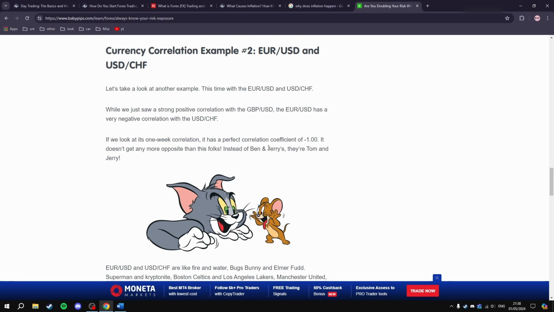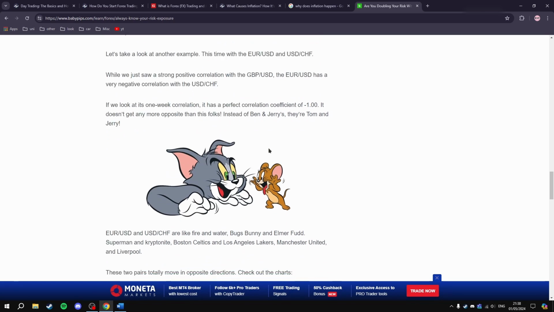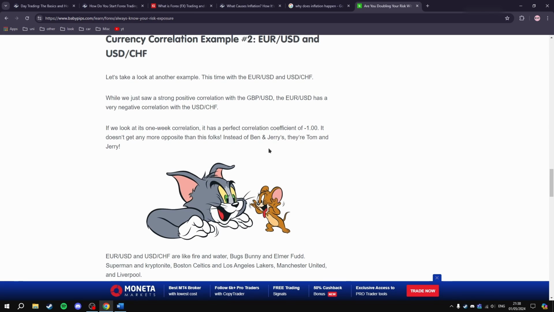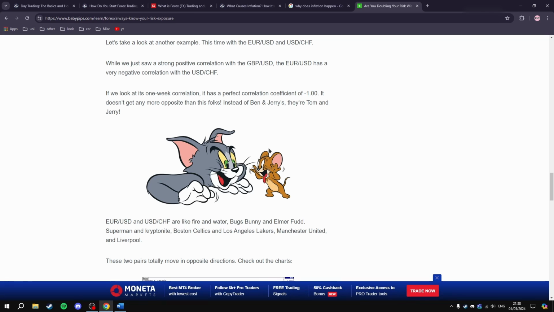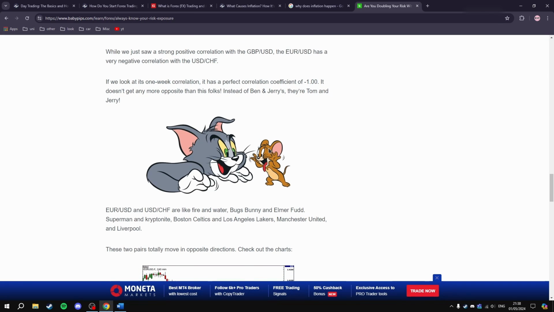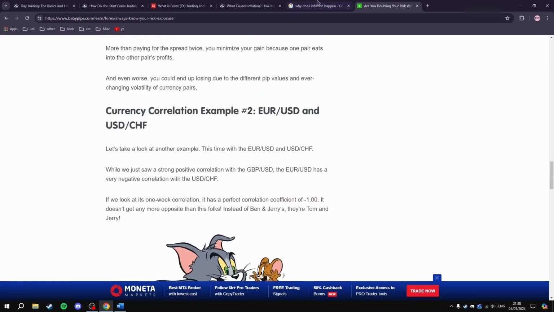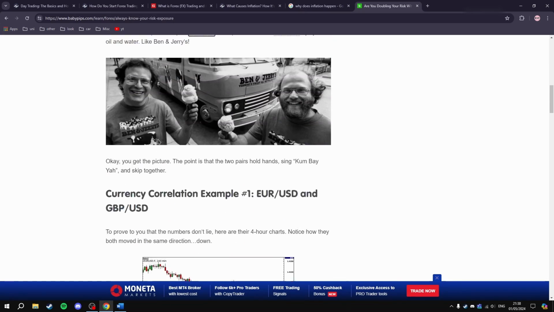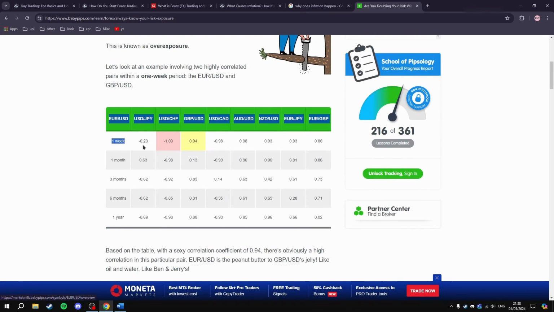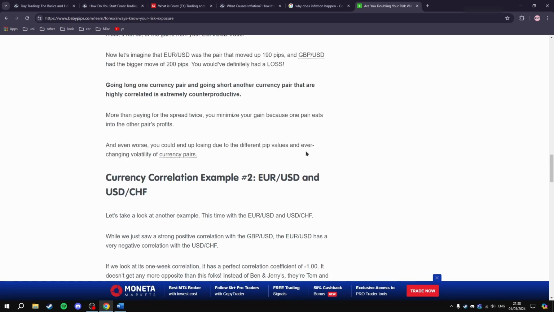Currency correlation example number 2. Euro USD and USD CHF. Let's take a look at another example, this time of the Euro USD and the USD CHF. While we just saw a strong positive correlation with the GBP USD, the Euro USD has a very negative correlation with the USD CHF. So Euro USD and USD CHF, -1. So moving in opposite directions.